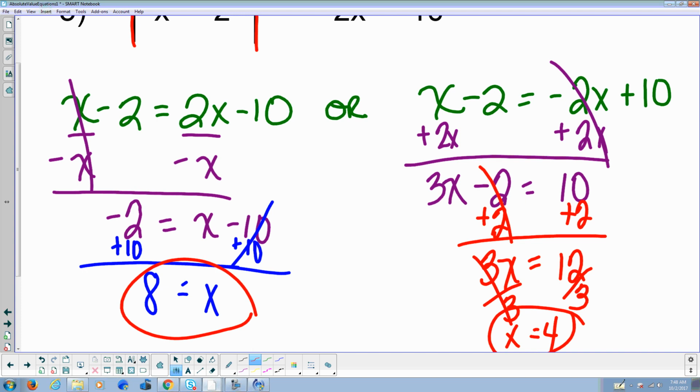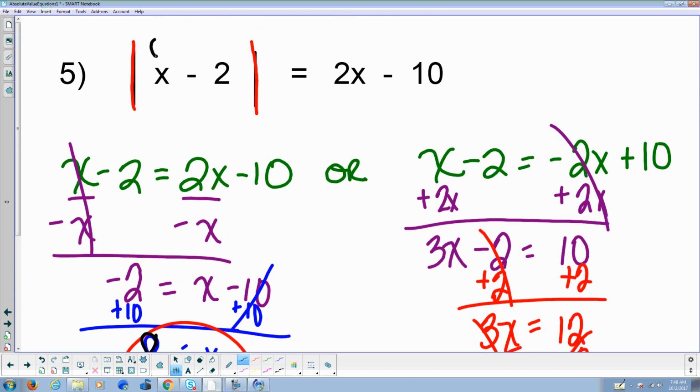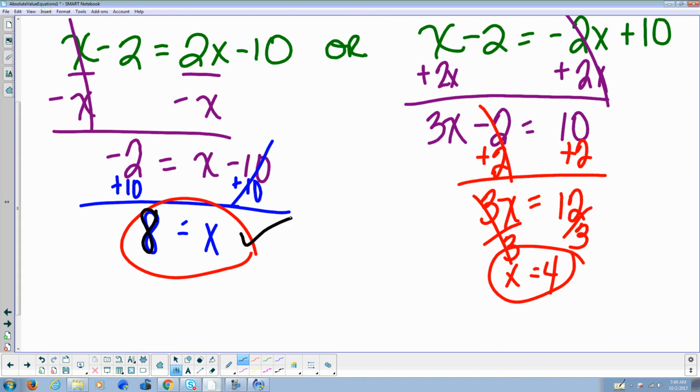We have to go back to the original problem and check to see if those two solutions actually work. So let's begin by checking to see if 8 is a true solution. So if I substitute in an 8 here, 8 minus 2 will be absolute value of 6, which is going to equal 6. If I substitute an 8 here, 2 times 8 will be 16, and 16 minus 10 will be 6. So I'm going to end up with 6 is equal to 6. That is true. Therefore, 8 is a good solution. We keep that as a solution.